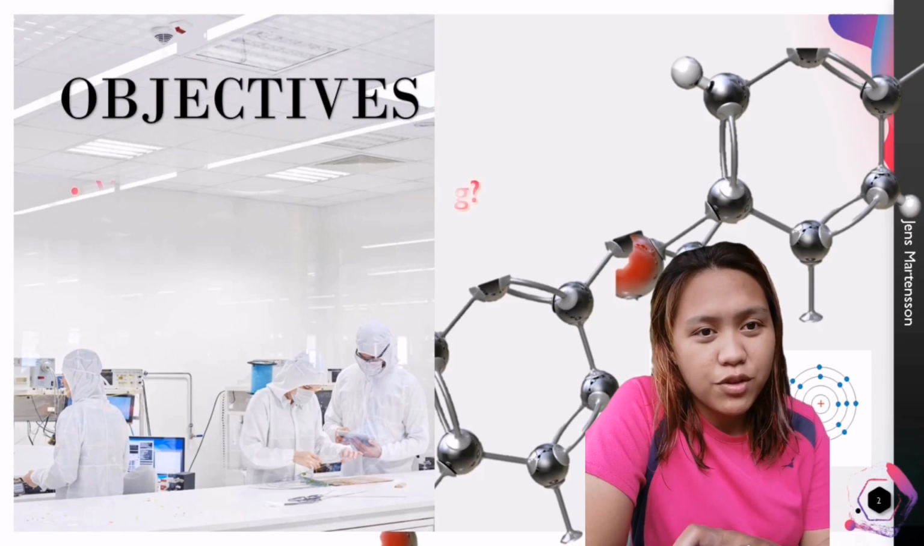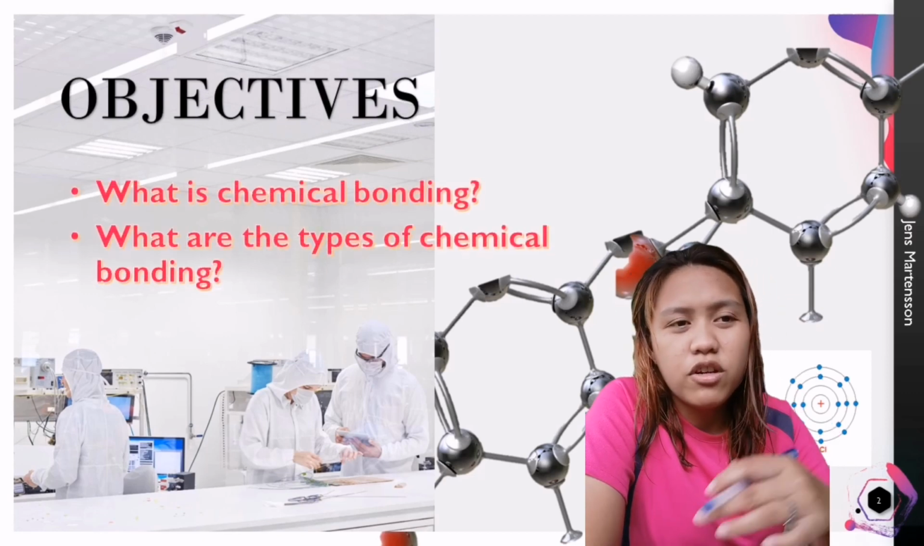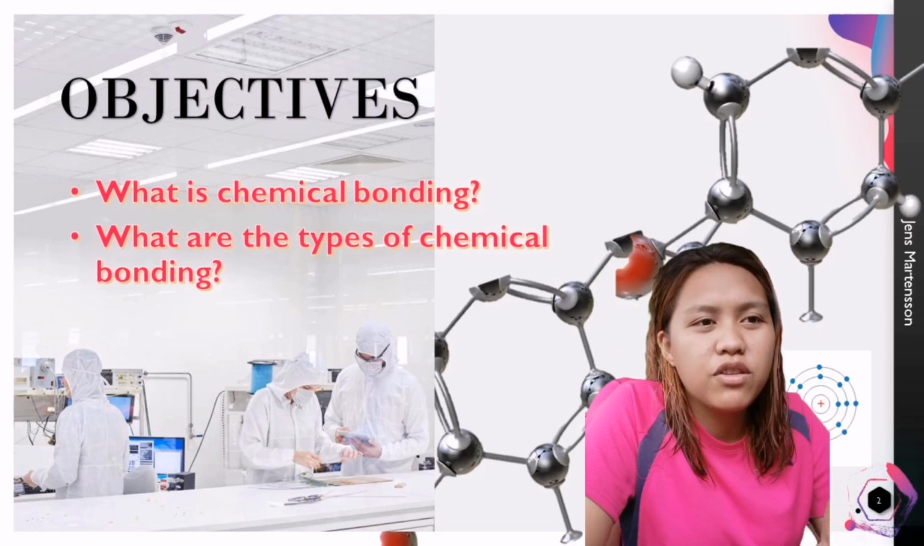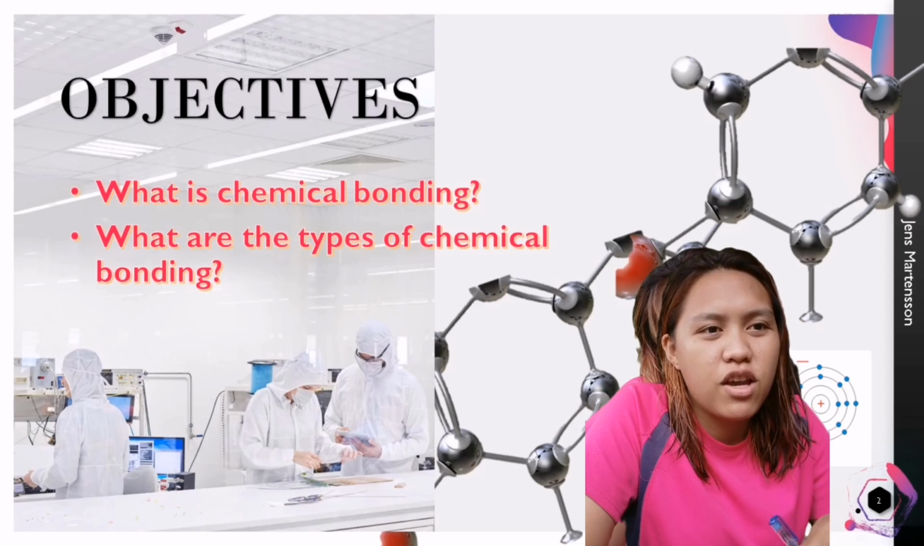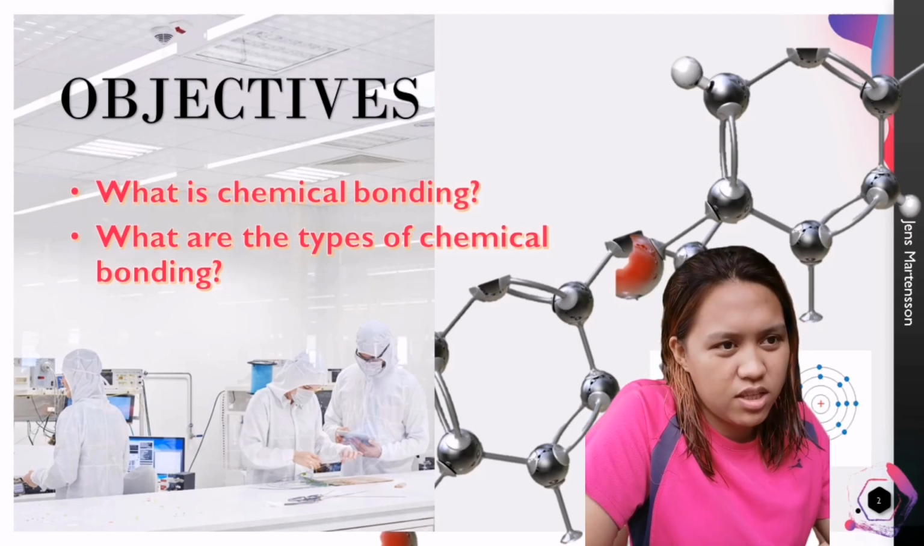Let's discuss first the objective for today's topic. First, we must learn the very basic: what is chemical bonding? It is any of the interactions that account for the association of atoms into molecules, ions, and other species.